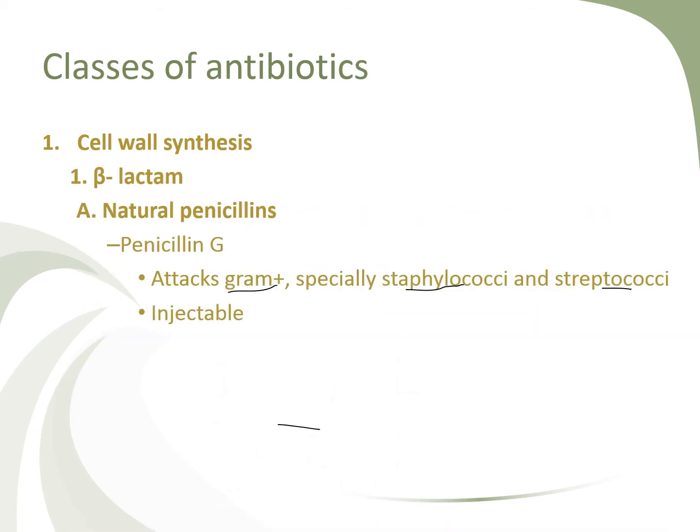Natural penicillins. I have two examples. Penicillin G. It attacks mainly gram-positive, especially Staphylococcus and Streptococcus, and it's injectable, so I need to get an injection to get this penicillin. And penicillin V is basically the same, but can be taken orally, so we can just ingest it.